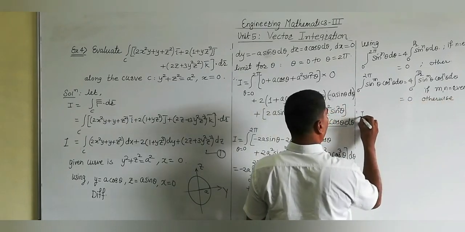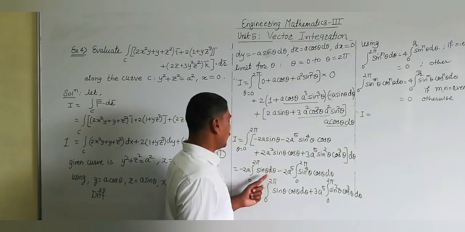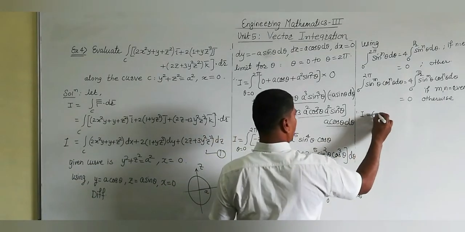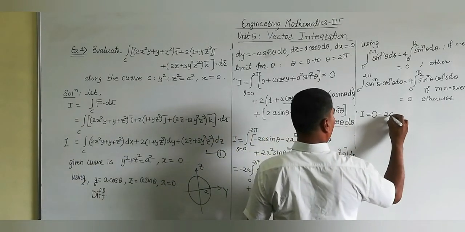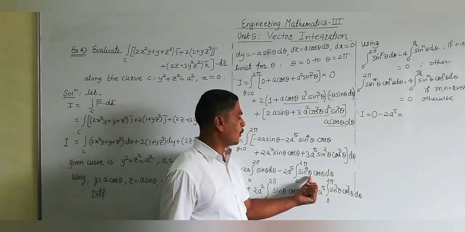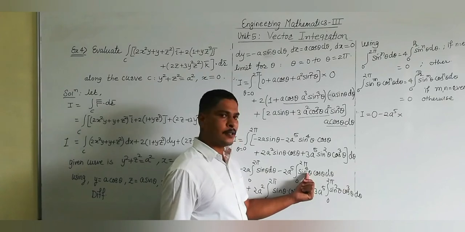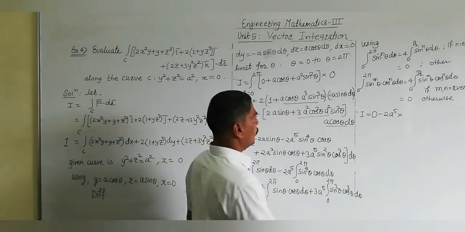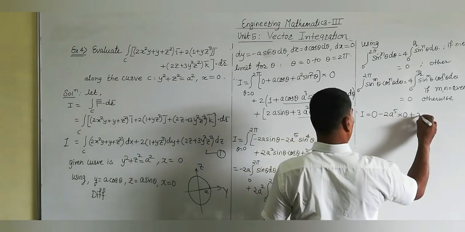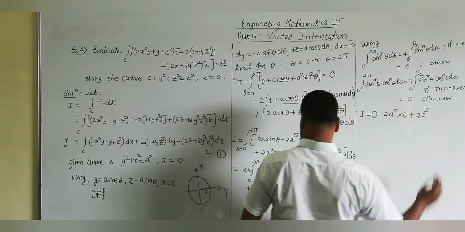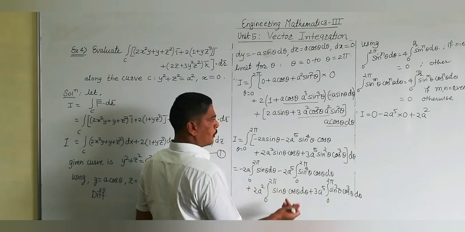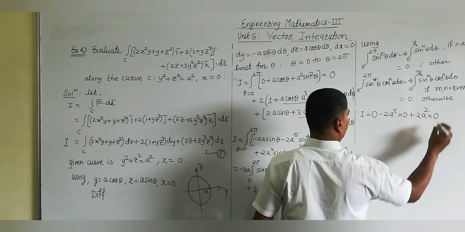So our integral becomes: in the first integral the power of sine is 1, an odd number, so this integral becomes 0. Then minus 2a raised to 5 as it is, into this integrand which contains functions of sine and cos, but here the power of sine is even but the power of cos is odd. So using the second formula this integral is also 0. Then plus 2a squared: in this integral sine and cos both are present, the power of sine is odd and the power of cos is odd, so this integral is also 0.